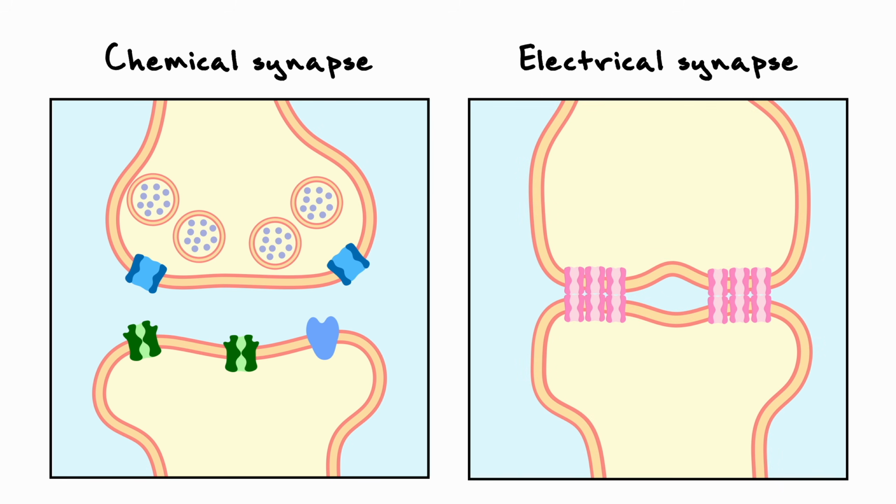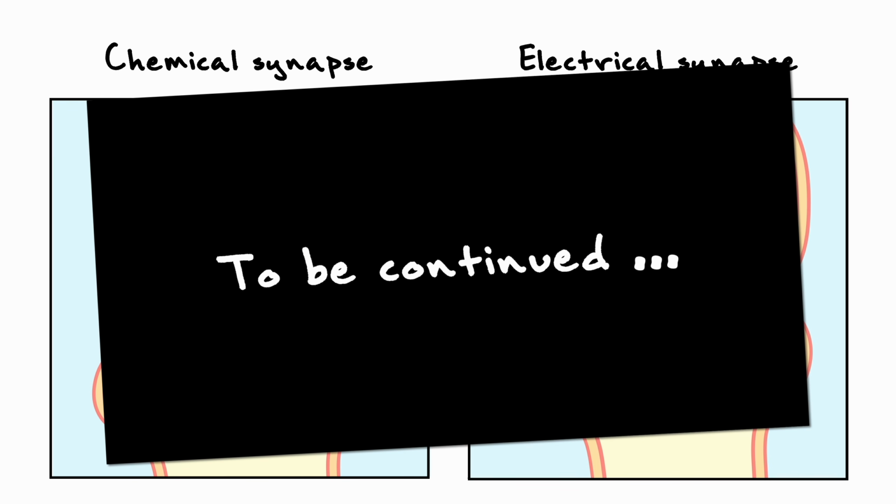There are 2 types of synapses that can be found in the body: chemical and electrical synapses. All the synapses that I've shown for the moment were chemical. To see how these 2 types of synapses differ from one another, let's first go over electrical synapses.